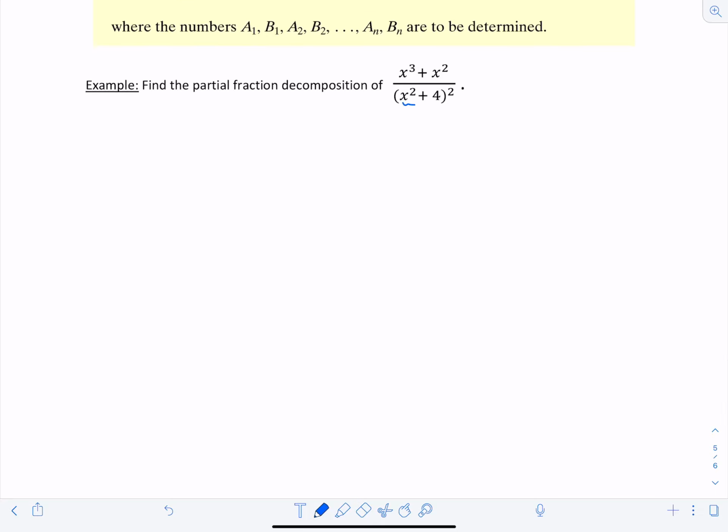So see, this x squared plus 4 can't be factored any further, and it's repeated because it's raised to the second power. So when we write out our setup, we have x cubed plus x squared over x squared plus 4 squared. So I'm first going to list out x squared plus 4 to the first power, and then I'm going to have x squared plus 4 to the second power, okay? And then in the numerator, since I have a quadratic factor in the denominator, I have to have a linear expression, ax plus b and cx plus d, okay?